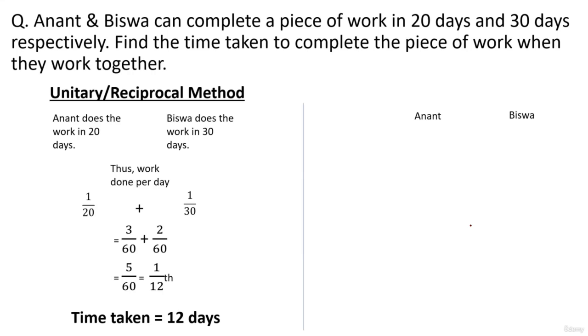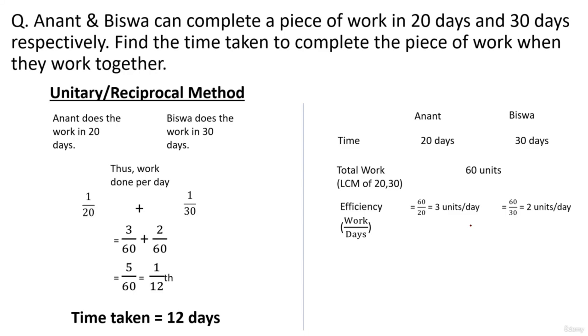So Anant and Biswa, they complete the work in 20 and 30 days respectively. We start by taking the LCM of 20 and 30, which is 60 units. And this is your total work. Always remember, whenever we are solving these questions, we find the LCM, and that LCM will be the total work done. अब देखो, total work 60 units है. ये 60 units Anant completes in 20 days. So Anant एक दिन में कितना काम करेगा? 60 divided by 20, that is 3 units per day. In the same way, Biswa will complete 60 upon 30, which is 2 units per day.